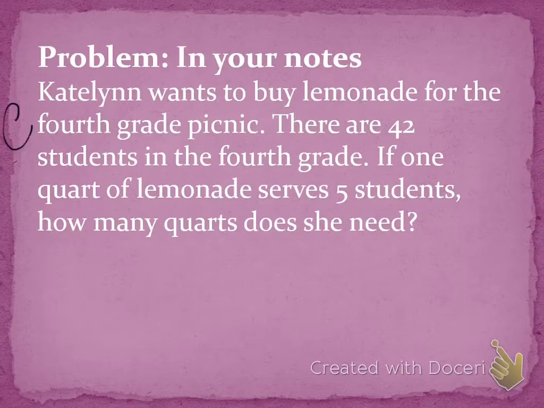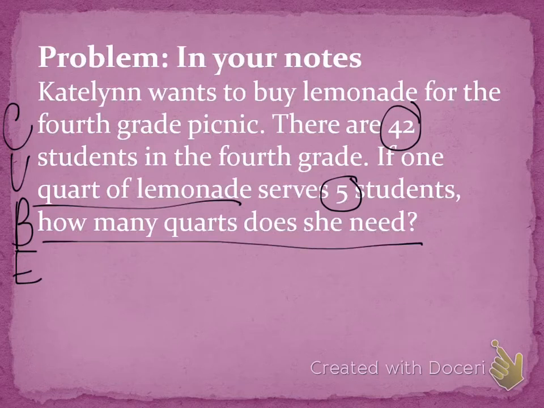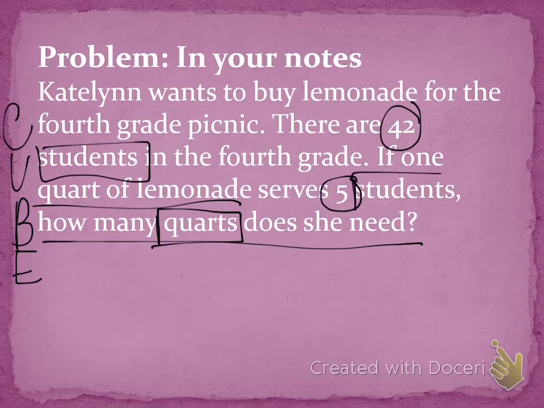Okay. Again, we always make sure we cube our problem first. So C is circling my number. So she's buying it for the 4th grade picnic. 42 students. 1 quart of lemonade serves 5 students. So then I need to make sure I underline the question. How many quarts does she need? Okay, box in any important words. Quarts will be my label when I'm done. There are 42 students, and I know that serves 5 students. This information up here I don't need to know, so I'm going to eliminate it.